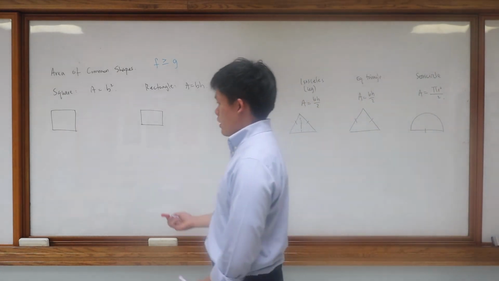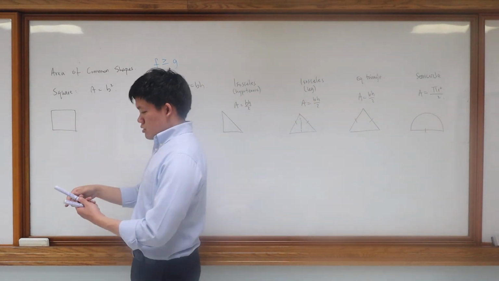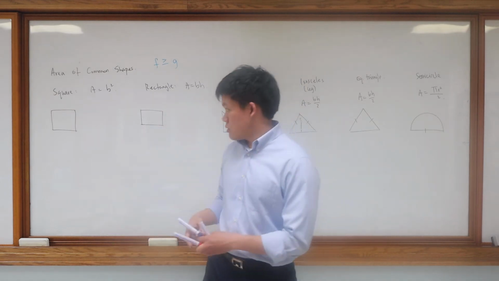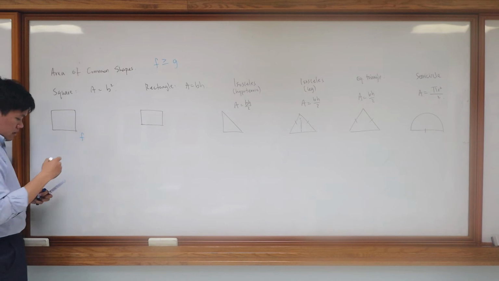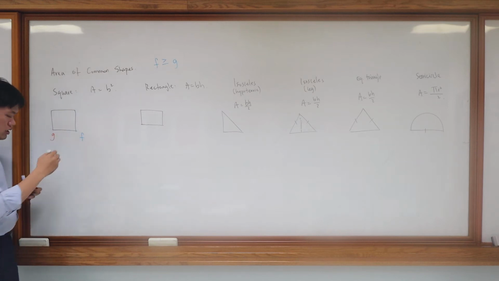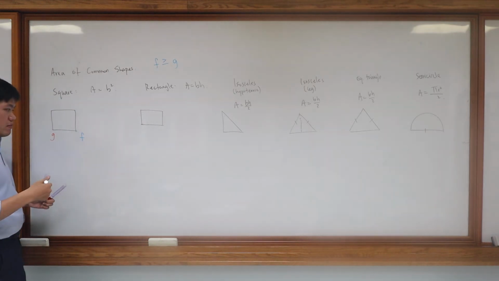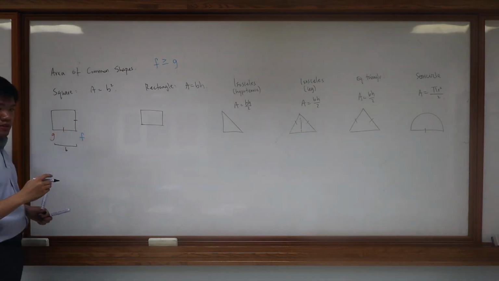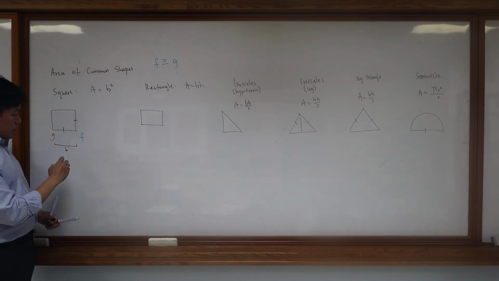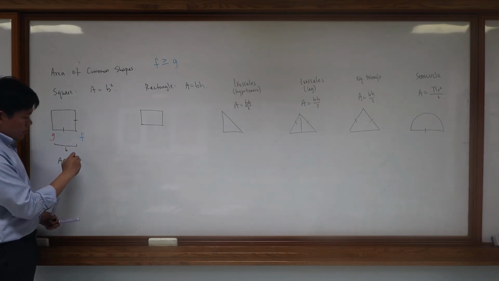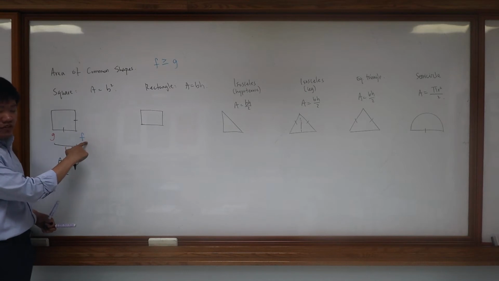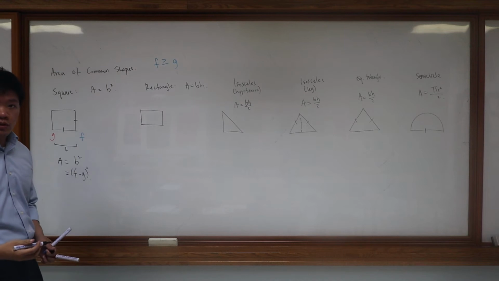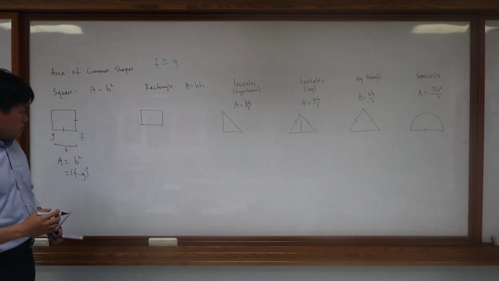So in that case, base squared. Let's go ahead and label this first. My top function is always on the top, my bottom function is at the bottom. In that case, this is F and this is G. Now remember that F minus G is my base. Because it's a square, the area is just equal to base squared. So in that case, base is made out of F minus G, so F minus G squared. That's the area formula for the square.